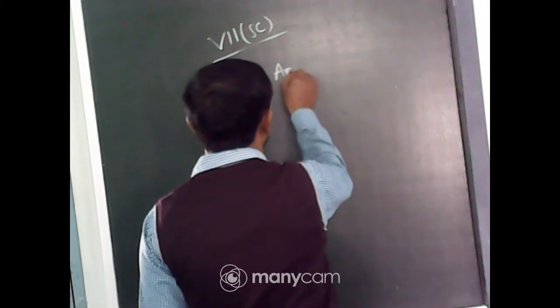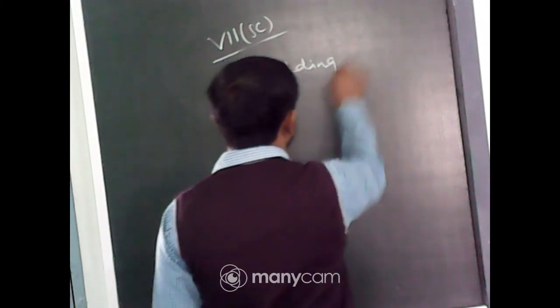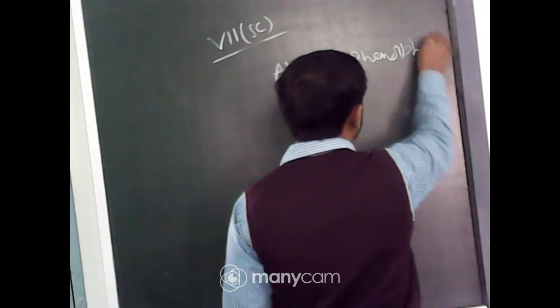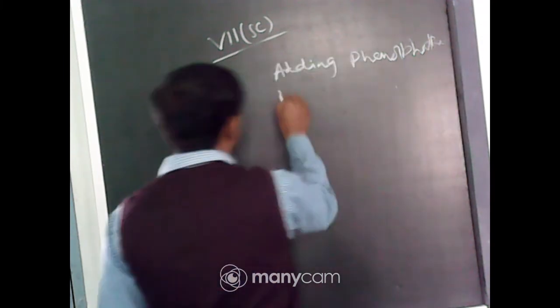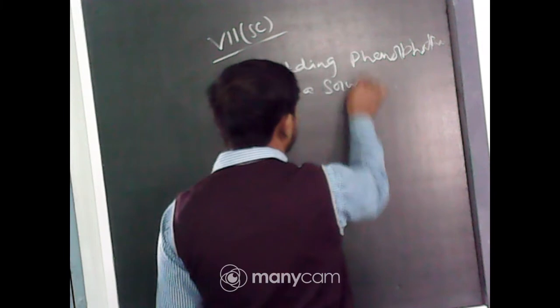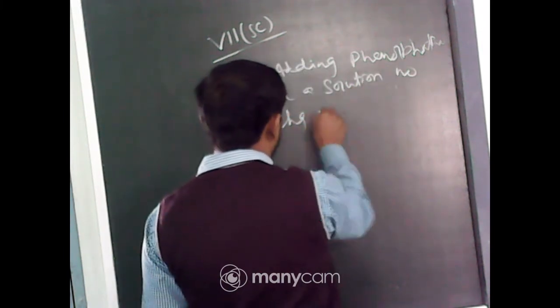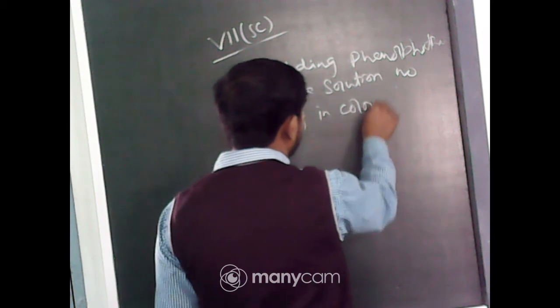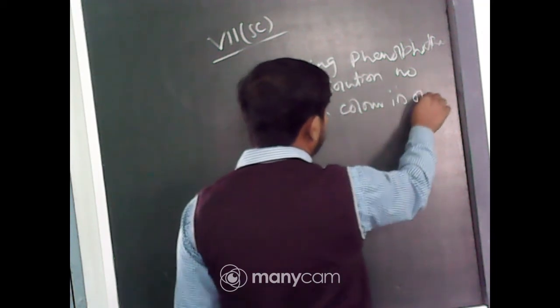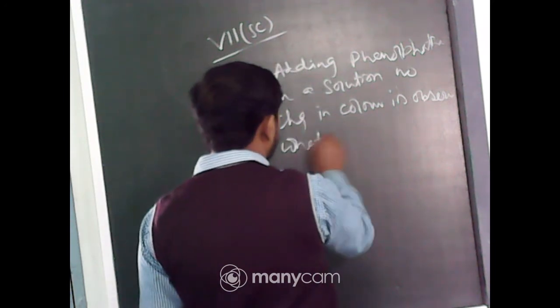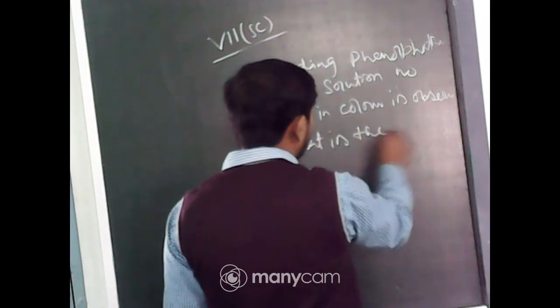Adding phenolphthalein in a solution, no change in color is observed. What is the nature of the solution?